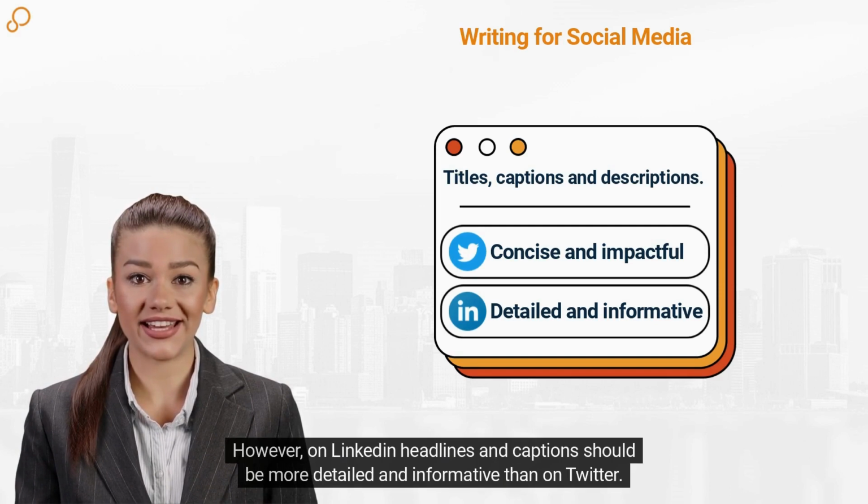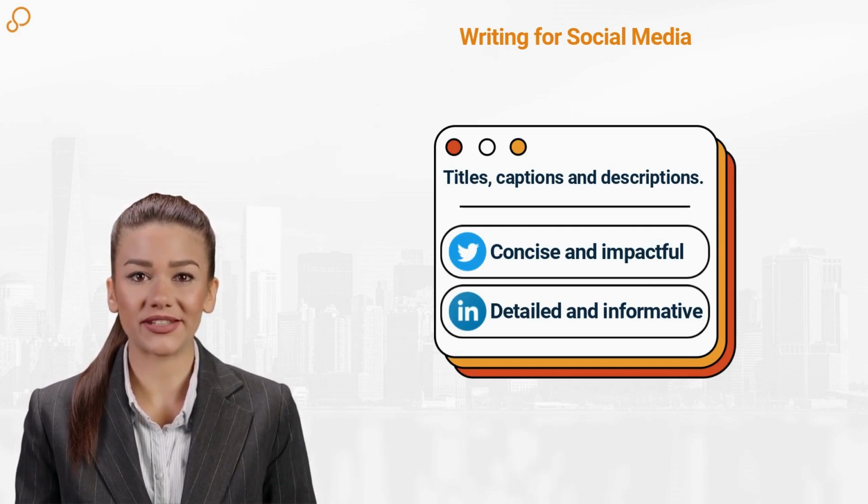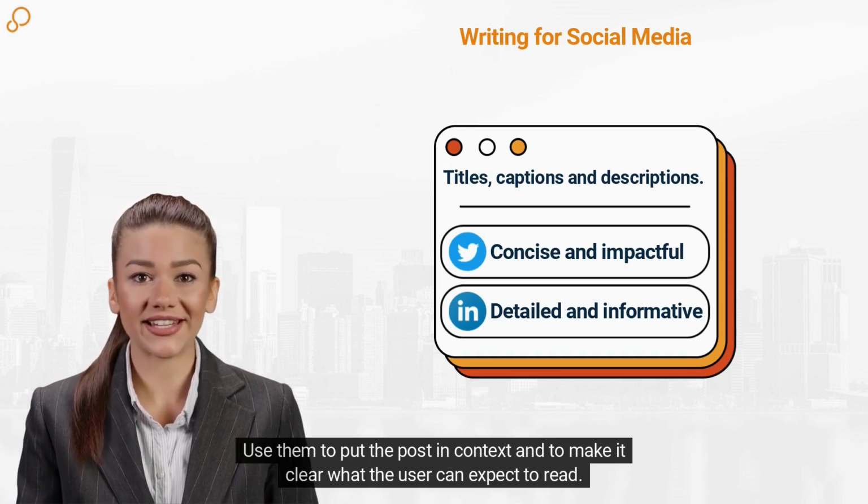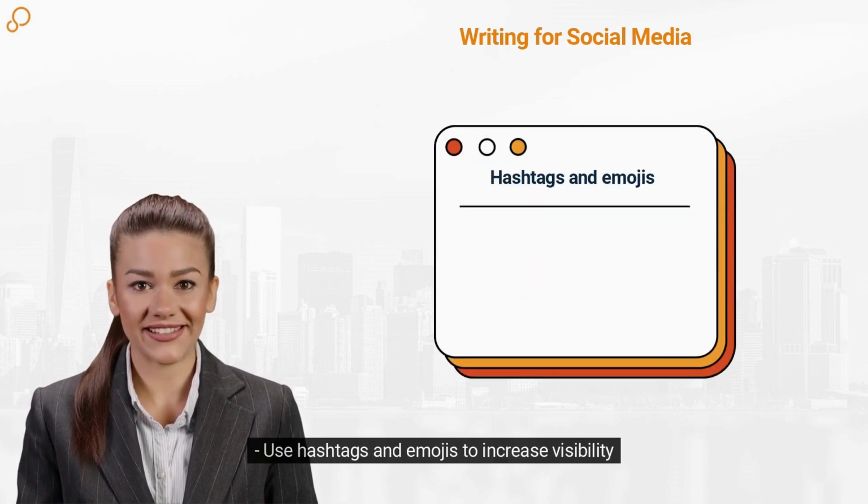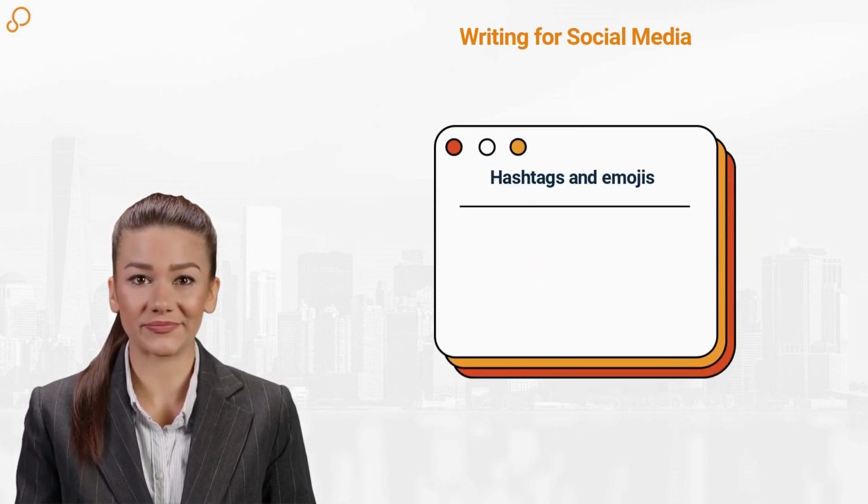However, on LinkedIn, headlines and captions should be more detailed and informative than on Twitter. Use them to put the post in context and to make it clear what the user can expect to read. Use hashtags and emojis to increase visibility.